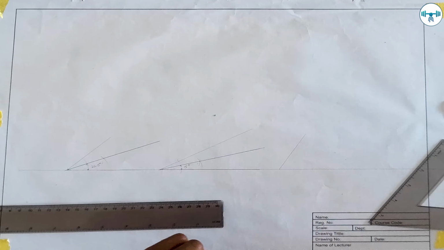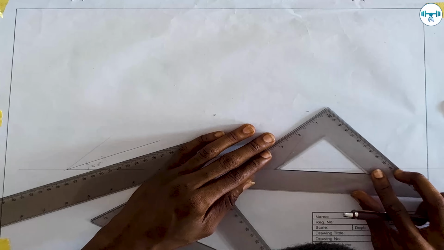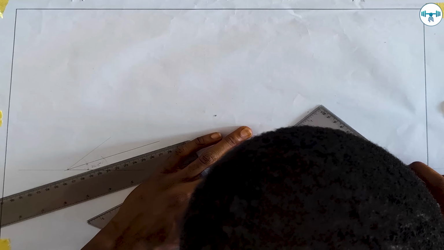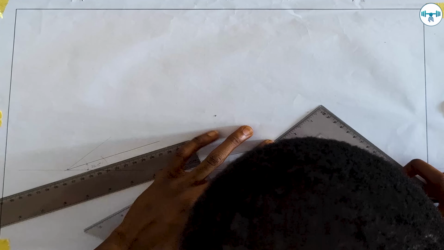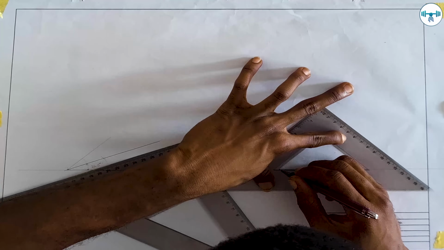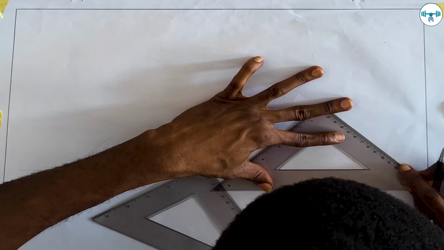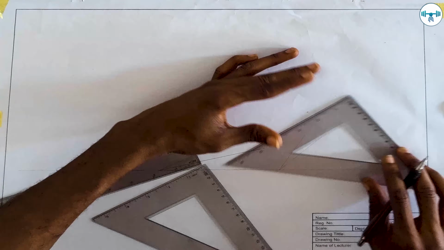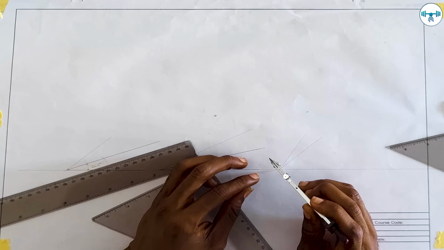That's my 60 degrees. And then I'm going to use my 45-degree set square to draw 45 degrees from the same point. I'm going to draw 45 degrees. Now the space I have between 60 degrees and 45, that's 60 minus 45, is 15 degrees. Now if I bisect that 15 degrees, I'm going to have 7.5. Now 45 plus 7.5 gives me 52.5. So that's the logic behind it.